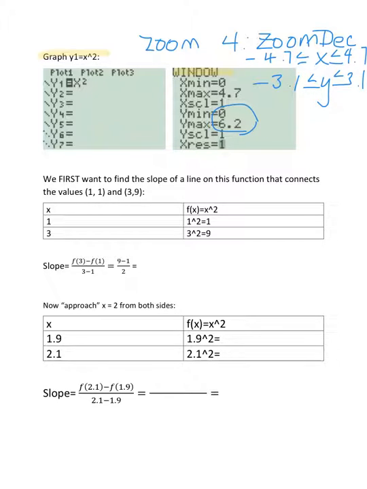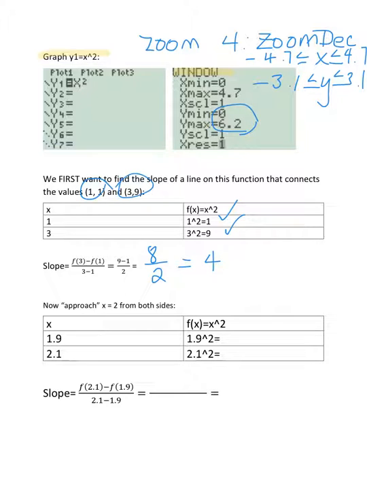So first we want to write, as I said, the slope of a tangent line. And that tangent line is going to connect the points 3, 9, and 1, 1, which we've actually already done. So 1 squared is 1, and 3 squared is 9. And that gave us 9 minus 1 divided by 3 minus 1 was 2, which gave us 8 over 2 and came out to be 4.